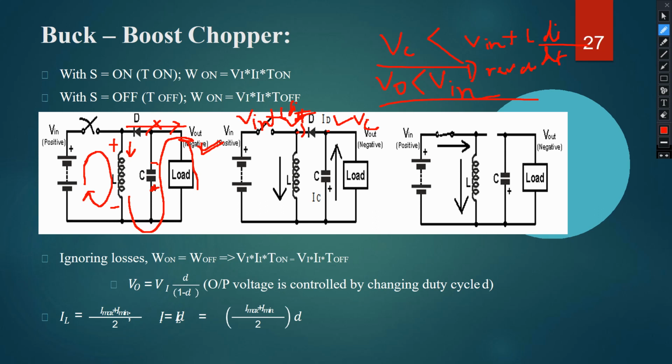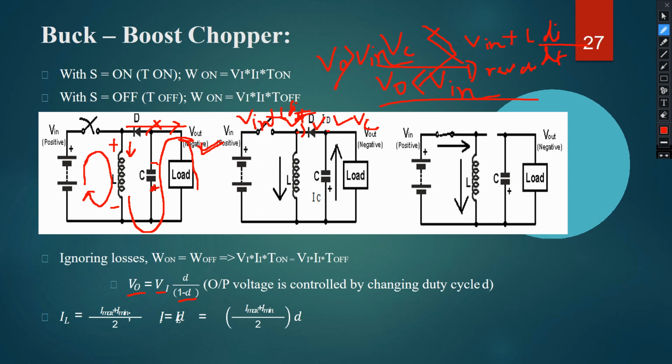But if the switch is adjusted in such a way so that Vc becomes greater than V input, so what will happen? This diode will become forward biased, and the power can flow back to the source and it will act as a step up chopper. That means V output is greater than V input. So what about V output? The value of V output is equal to Vi d by 1 minus d.